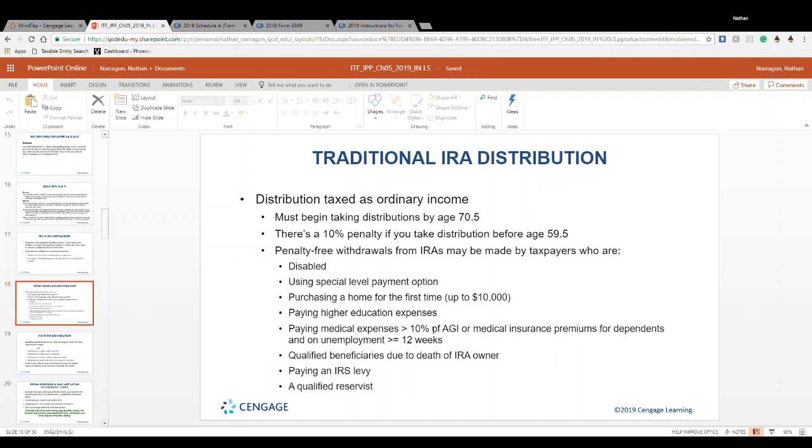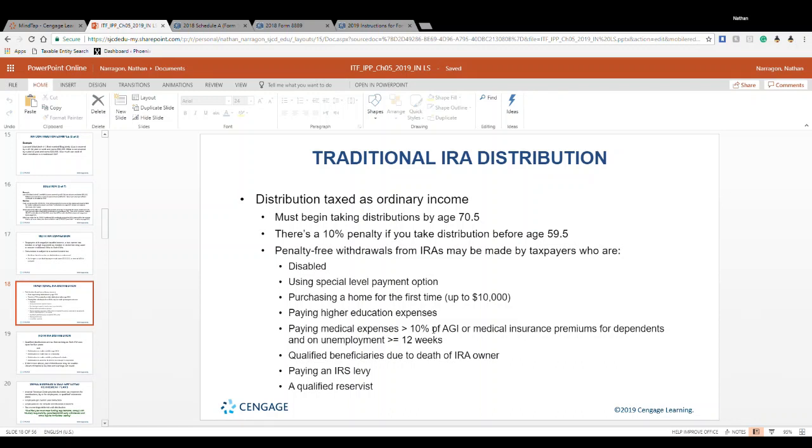You must begin taking distributions by the age of 70 and a half. So, by the time you turn 70 in 6 months, you better start making distributions. Okay? I mean, that's just part of the IRA.